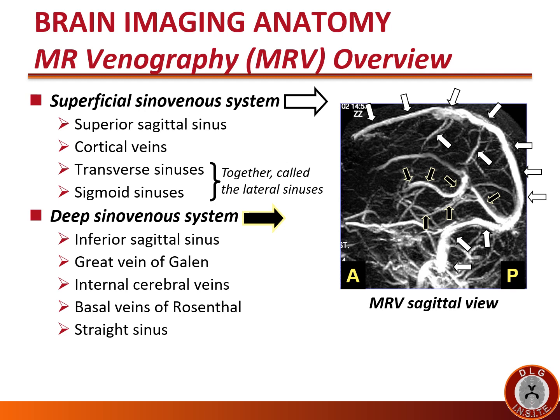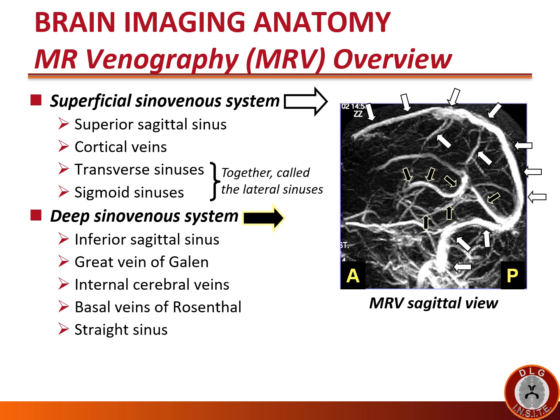In the image on this slide, an MRV sagittal view, the superficial sinovenous system is outlined by white arrows, and the deep sinovenous system is outlined by black arrows with yellow borders. The superficial system consists of the superior sagittal sinus, cortical veins, transverse sinuses, and sigmoid sinuses. Together, the transverse sinus and sigmoid sinus are sometimes called the lateral sinus.